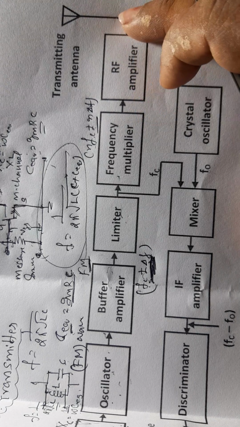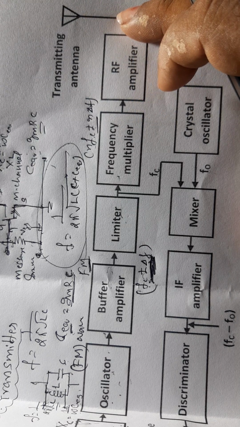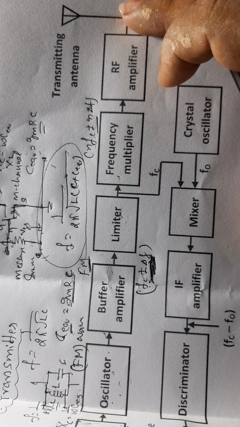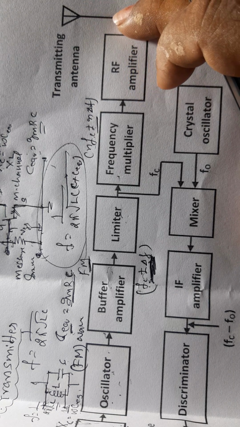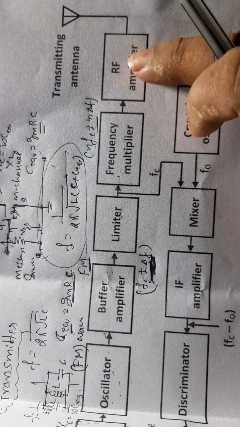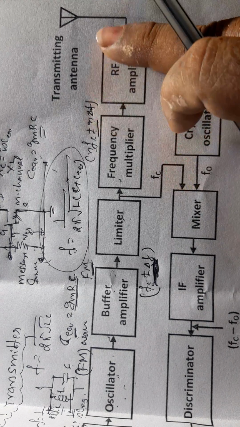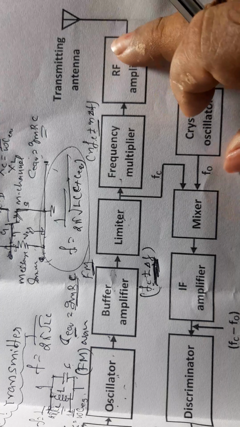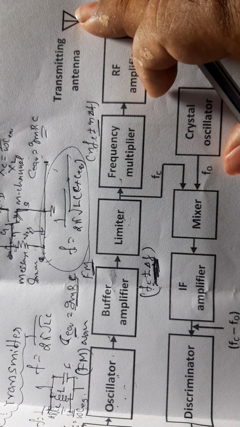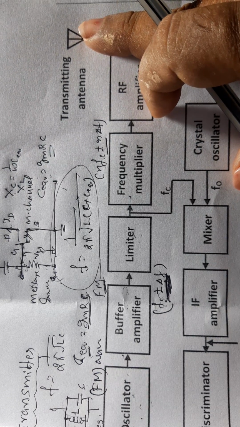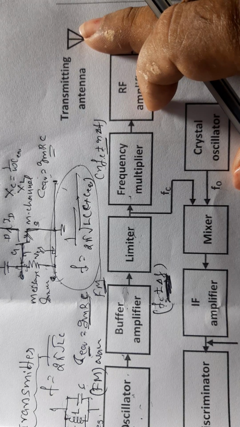A small amplitude voltage cannot be transmitted because the antenna requires power to transmit it. If the voltage is very small, the power is very small. Therefore, to get more power to the antenna, you need high voltage. Therefore, the RF amplifier will amplify this radio frequency. It is then fed to this antenna. It is just a conductor or aerial or antenna, whatever it may be.